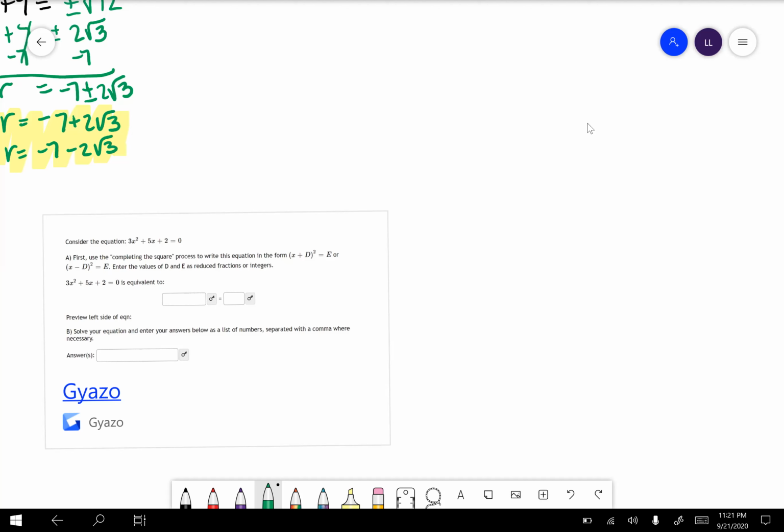This one has a leading coefficient, right? That leading coefficient is 3. And just like we did in the previous problems, we need to do something about that in order to solve it. So 3x squared plus 5x plus 2 is equal to 0. Okay? I'm going to start by making my leading coefficient a 1. All right? Factor out the leading coefficient.